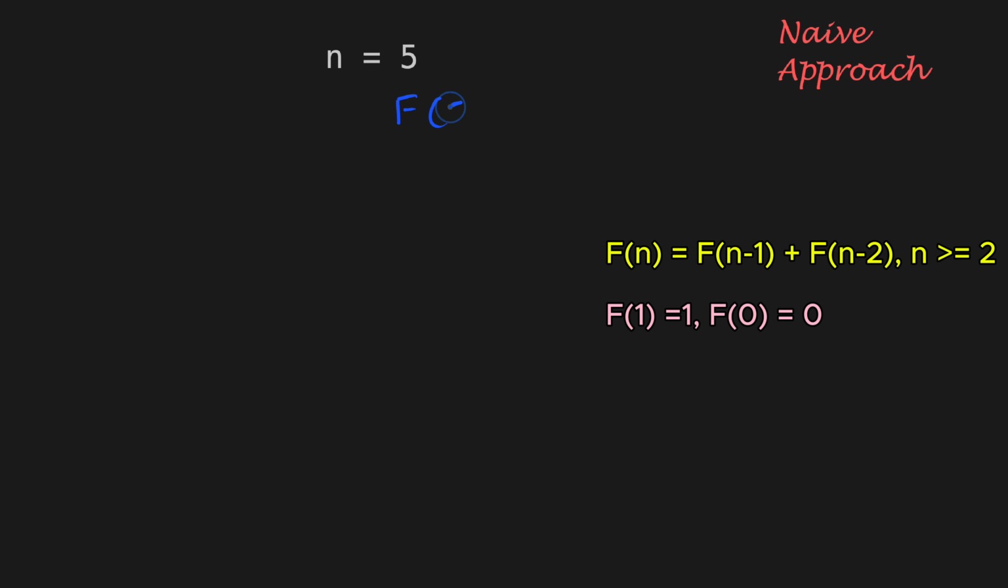So we have to calculate f of 5, which will be sum of f of 4 and f of 3. But we don't have the value of f of 4 and f of 3. So we go down further to calculate these values. So f of 4 will be equal to f of 3 plus f of 2. Note that we have redundant calculations. As you can see, we are calculating f of 3 twice.